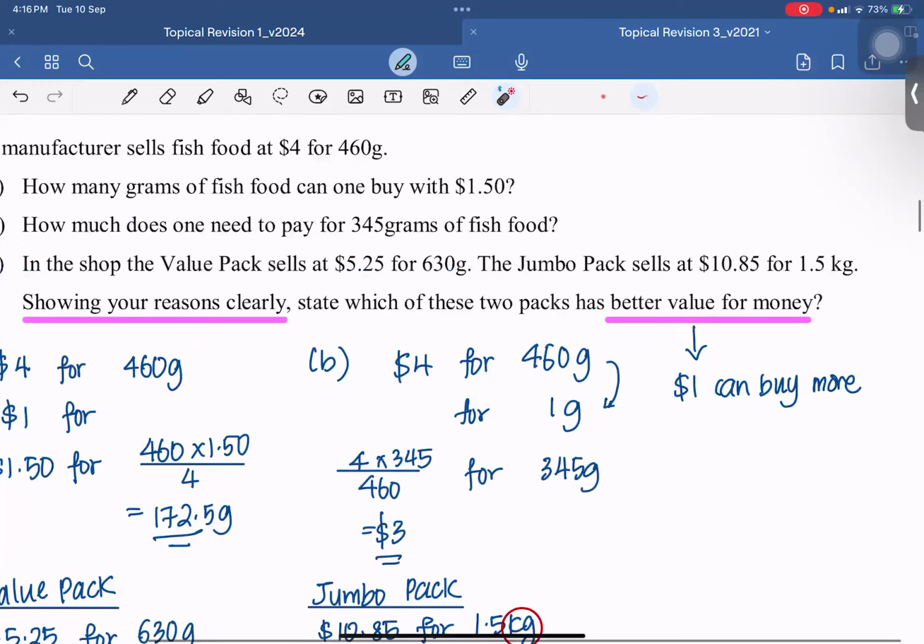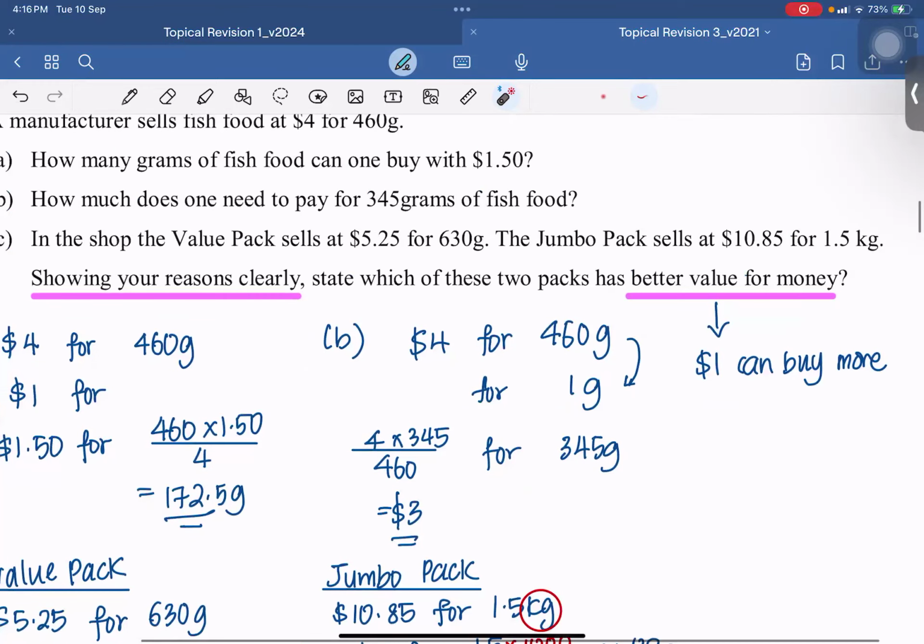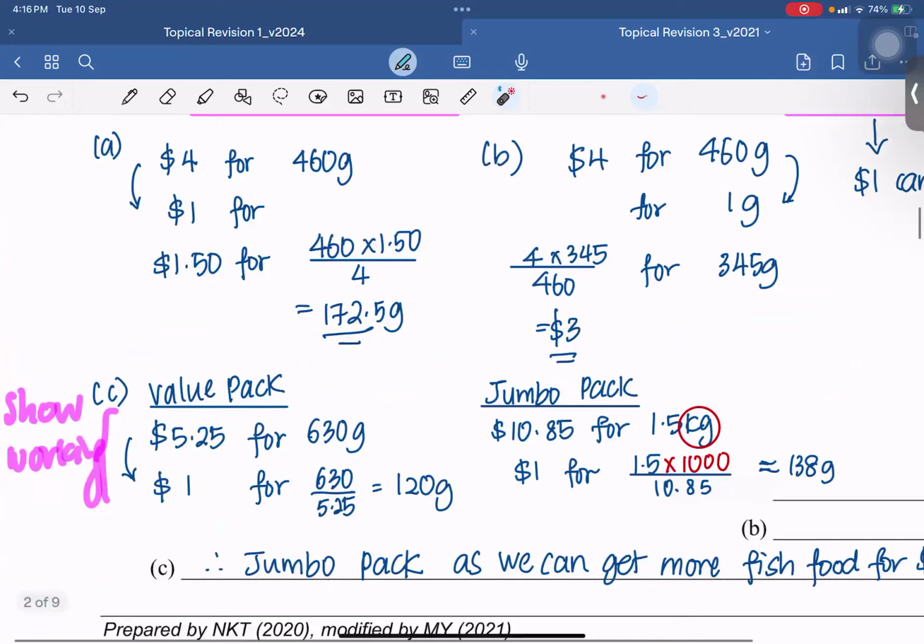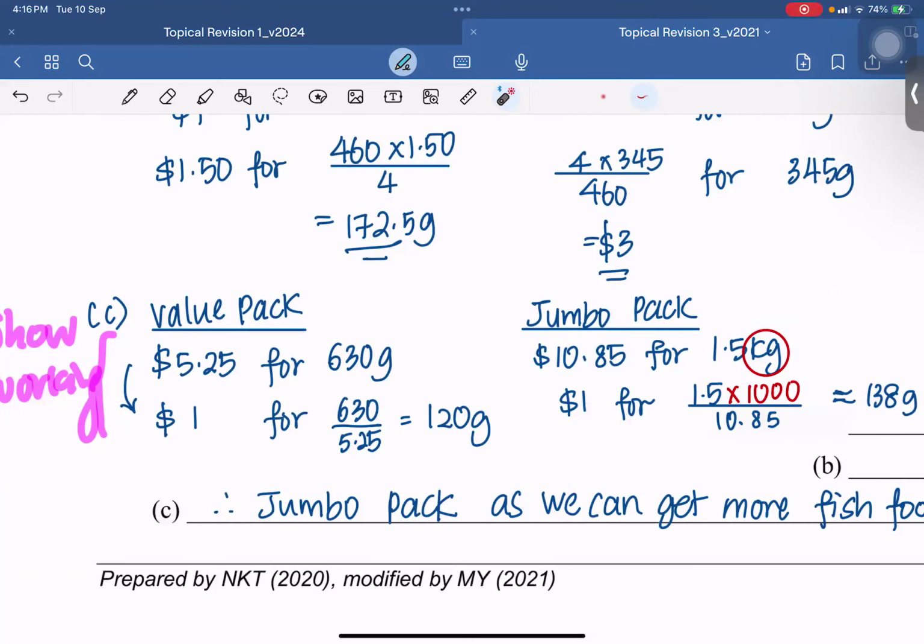So in this case, I'm buying fish food. So what I did in this case is I changed all of them to check, for $1, how much can I buy? It may not necessarily be $1. It can be $10, $20, $1,000 or whatever. Also can, up to you. Okay, but you must make both sides the same value. Then you check on the number of units, grams, that you have. So I have this one over here.